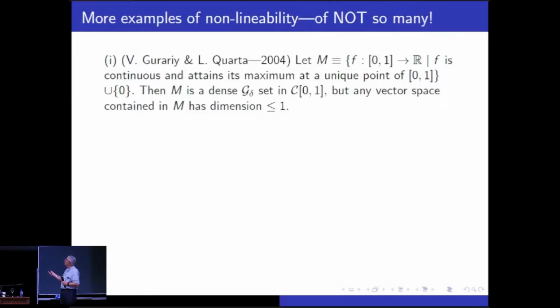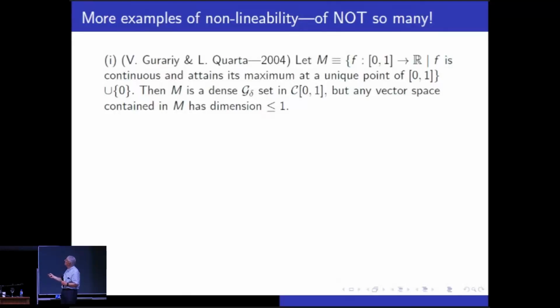So there's a result of Gurariy and Quarta from 2004. Quarta is actually a very brilliant mathematician who saw the future and now is making a lot of money in banking. But in any case, look at the real valued continuous functions on [0,1], which attain the maximum, not the supremum, the maximum at one point and only one point. Okay?